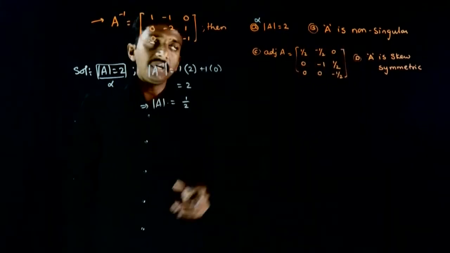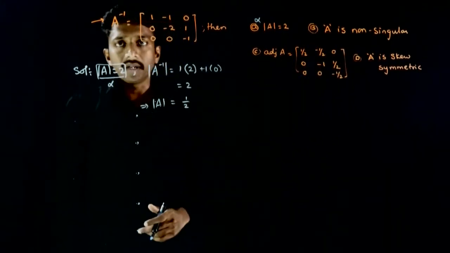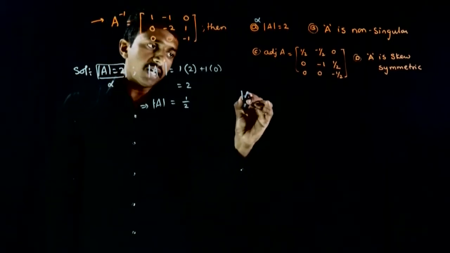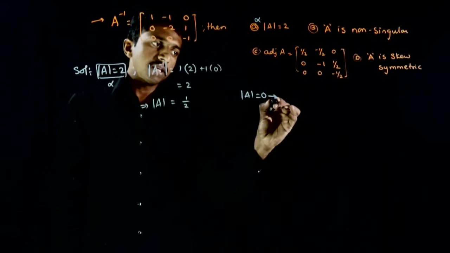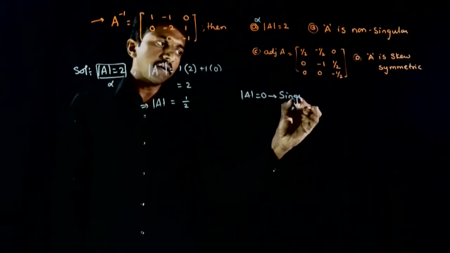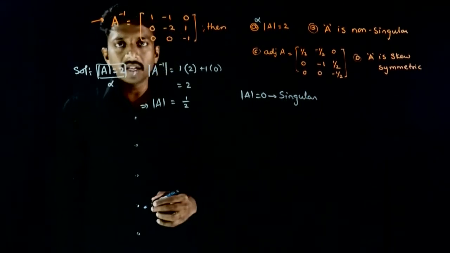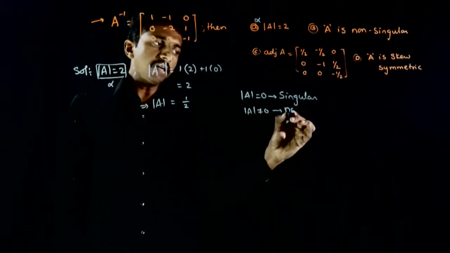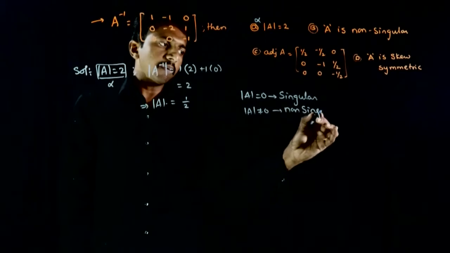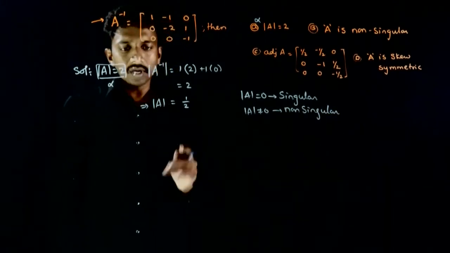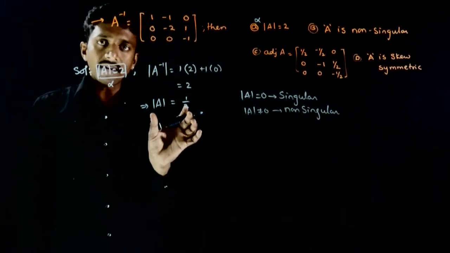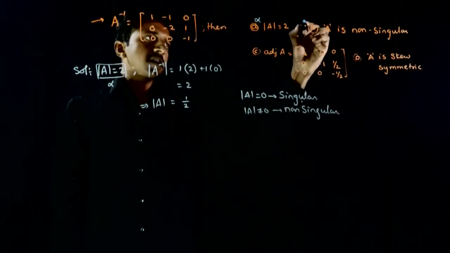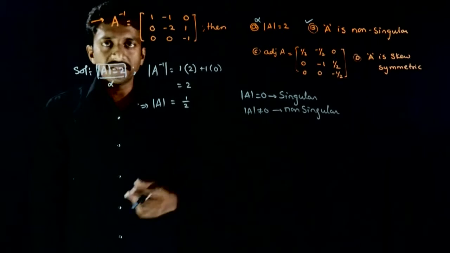Then option B, A is non-singular. So singular non-singular का meaning क्या है? If det A is equal to 0, then A is called a singular matrix. Det A not equal to 0 है तो then it is called a non-singular matrix. So हमको आया था det A is half, hence A is a non-singular matrix, which is right. So option B is right.